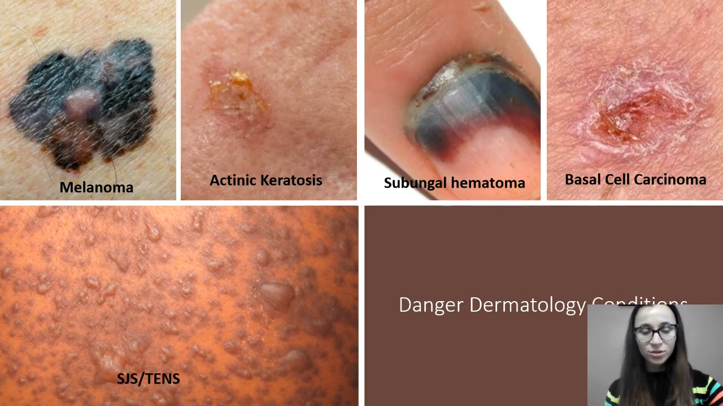Next, we go on to our subungual hematoma. And hematoma, like always, is a collection of blood, and as we see in this picture, it's under the fingernail. It needs to be drained, so it needs a trephination.